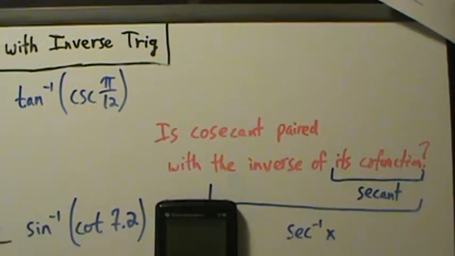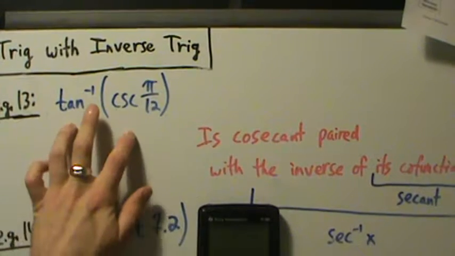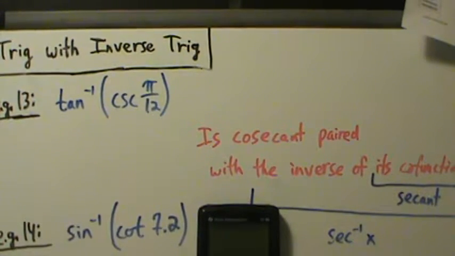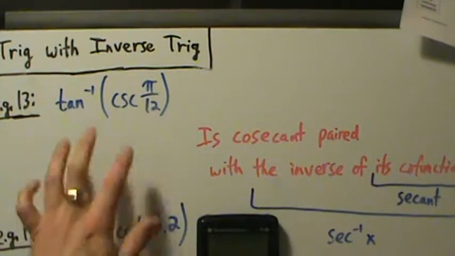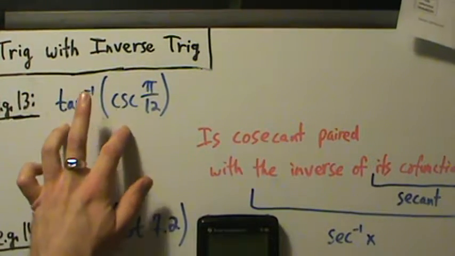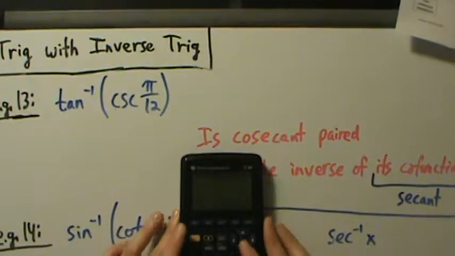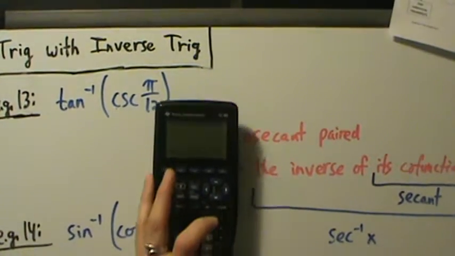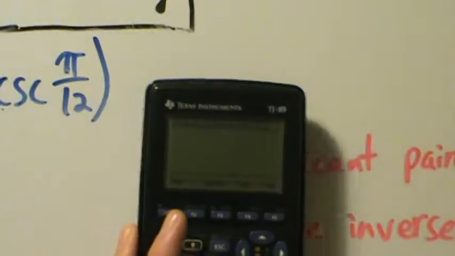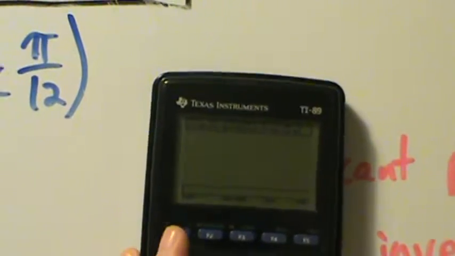Now I do want to point out that in some specific cases there may be some crazy trig identity somewhere out there that you could use to manipulate this, but it might cause a big mess. And for this specific example, there's nothing we could do like that. So let's go ahead and just use a calculator, like the flowchart says. So we'll zoom in here. We want the inverse tangent of cosecant of pi over 12.